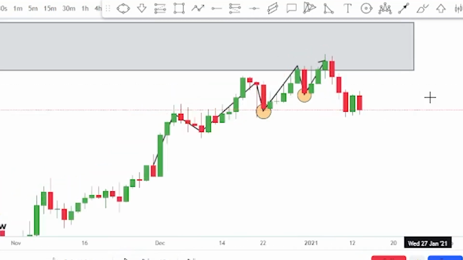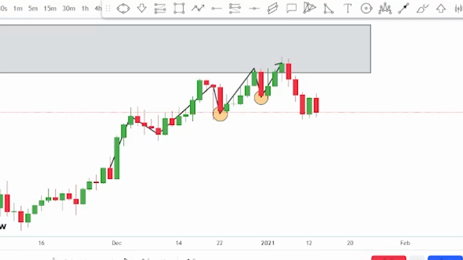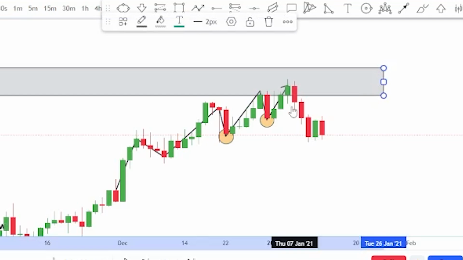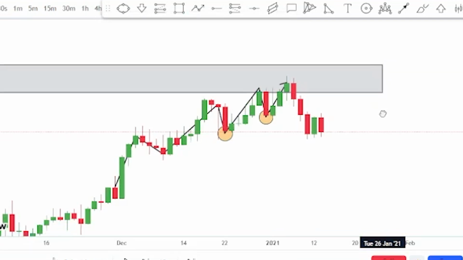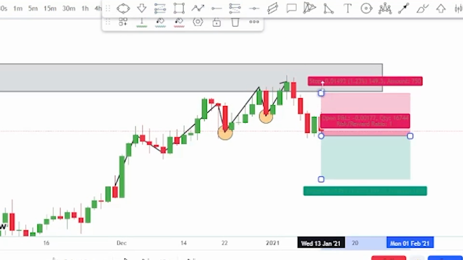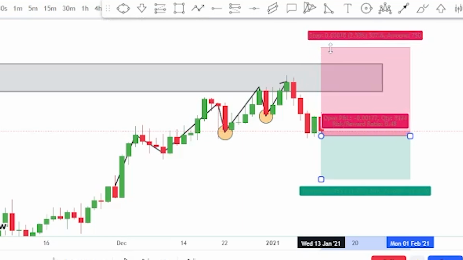Okay, as long as you decide to enter from this area, remember your stop loss will be above the stronger zone, above this rejection. If we enter from this area, we are going to be taking a sell from this area. The stop loss will be above the zone.